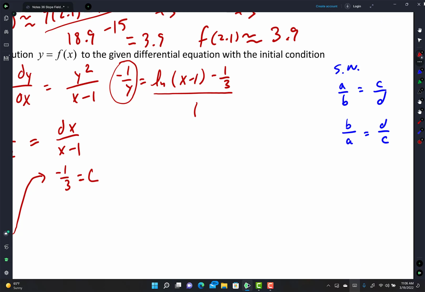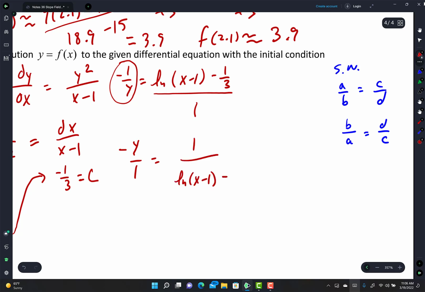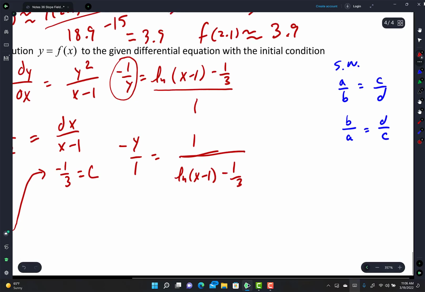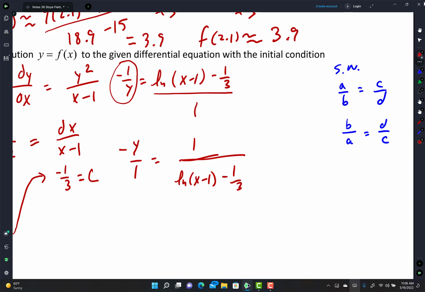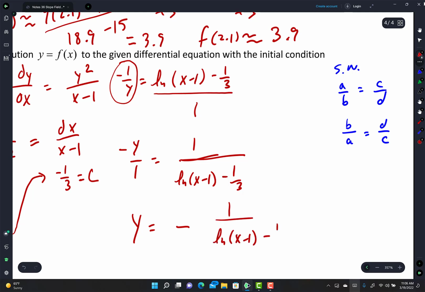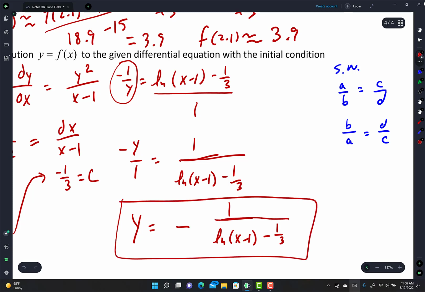We'll see. So look, I'm gonna flip this. Negative y over 1 equals 1 over ln x minus 1 minus 1/3. Do you guys see that? And then I'm gonna get rid of that negative in the front. So times negative 1 times negative 1. So y equals negative in the front, 1 over ln x minus 1 minus 1/3. I like this answer. I do not know if College Board likes it. I mean, they'll kind of correct, but I do not know if this is the answer in the rubric. We're going to find out. I haven't seen it in like a year.